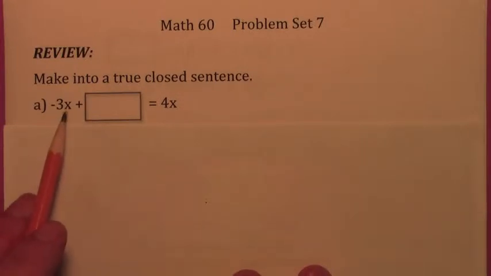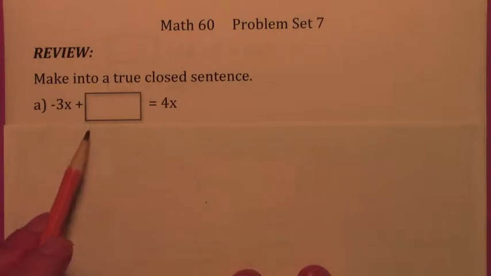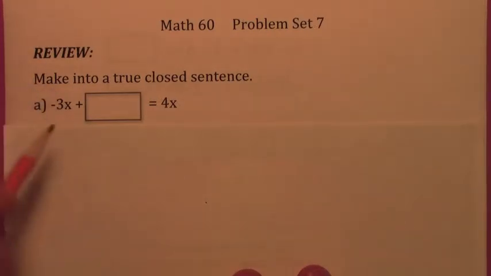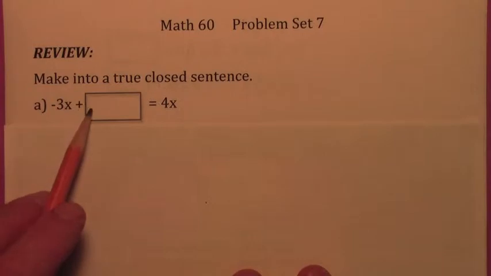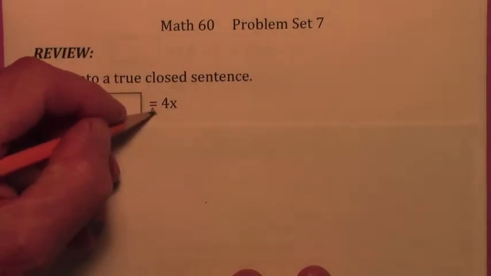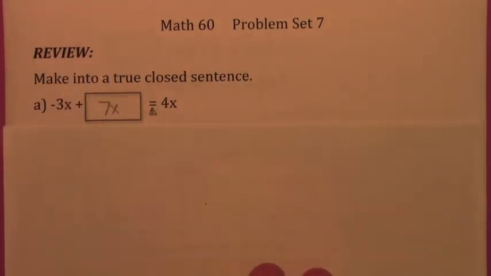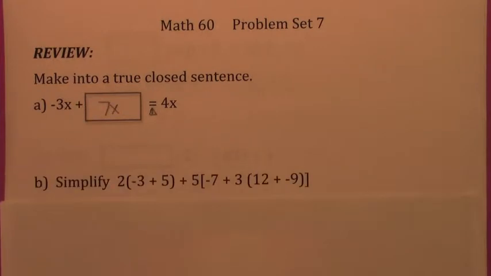Okay, so what do you add to negative 3x to get positive 4x? It's going to have to be a positive number of x's. Aren't you going to have to add 3x just to get back to 0, plus an additional 4x so that it balances out to 4x here? So that gives you, what, 7x? That's what I get. Did you get that? Good. How about this one?